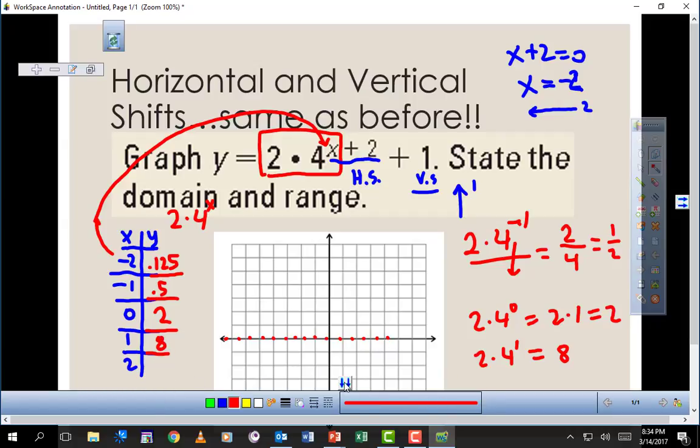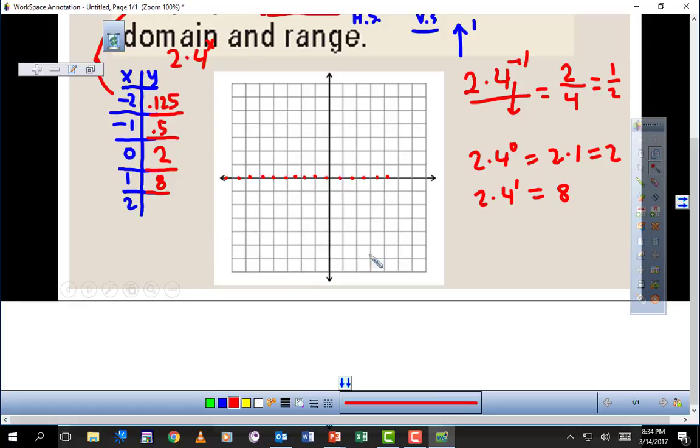And if we do the next number, what are we going to be at? Let's see. 2 times 4 squared. Well, that's 2 times 16, which is equal to 32. And so that's not even going to be on the graph. So anyhow, let's go ahead and plot these points now. So what we're going to do is plot the points, and then after I get them plotted, I will then apply the 2 shifts, and we'll see how it goes.